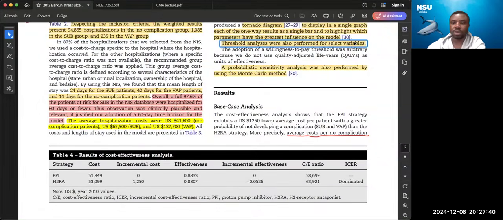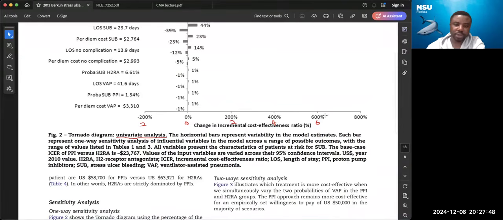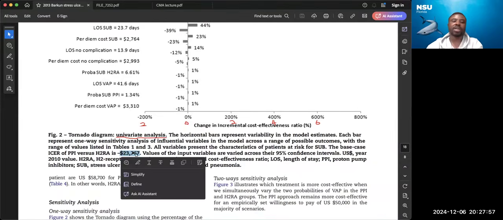So in the article, they had, for example, this is their ISA in the article. This is the ISA. So 23,767. So how do we interpret this ISA?